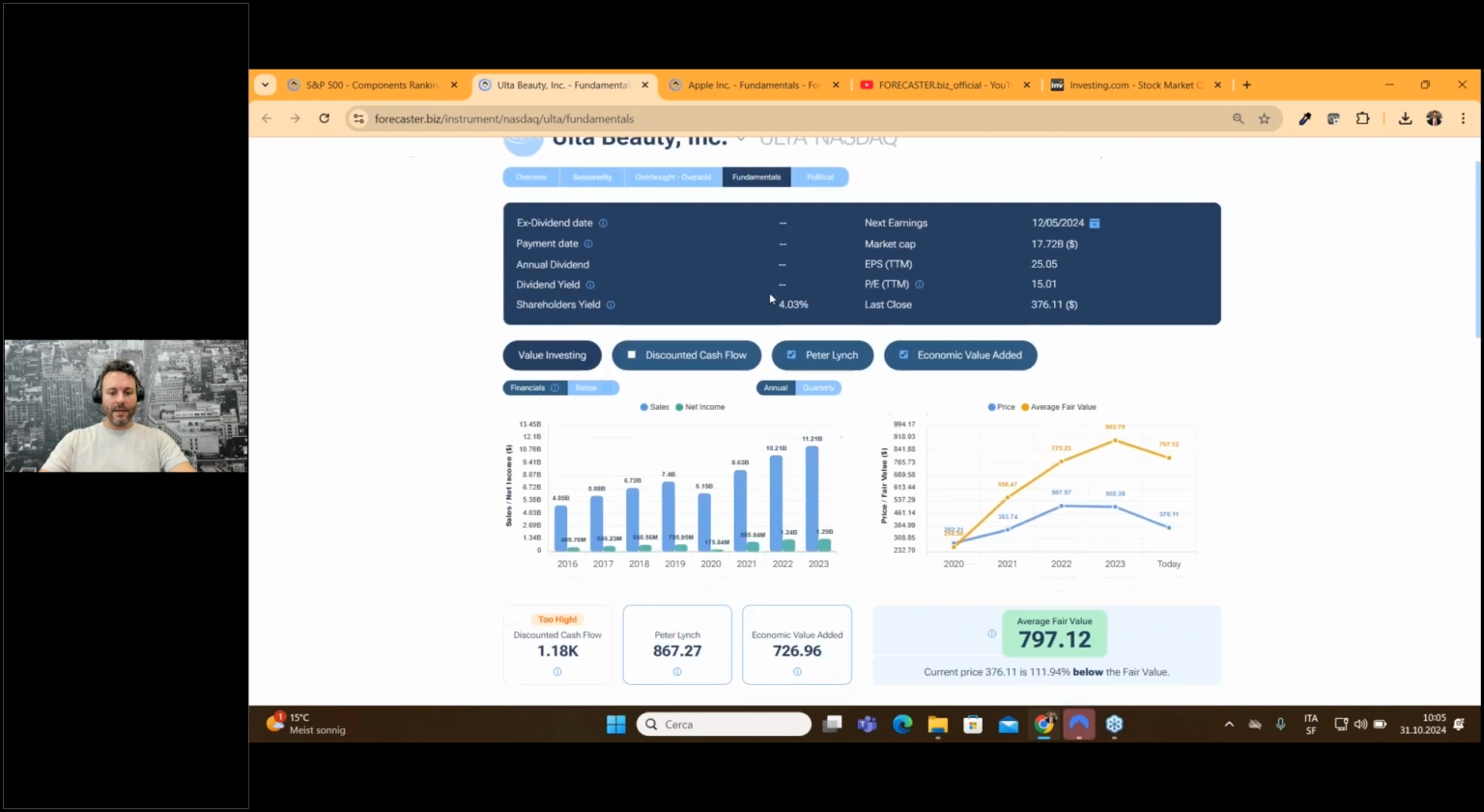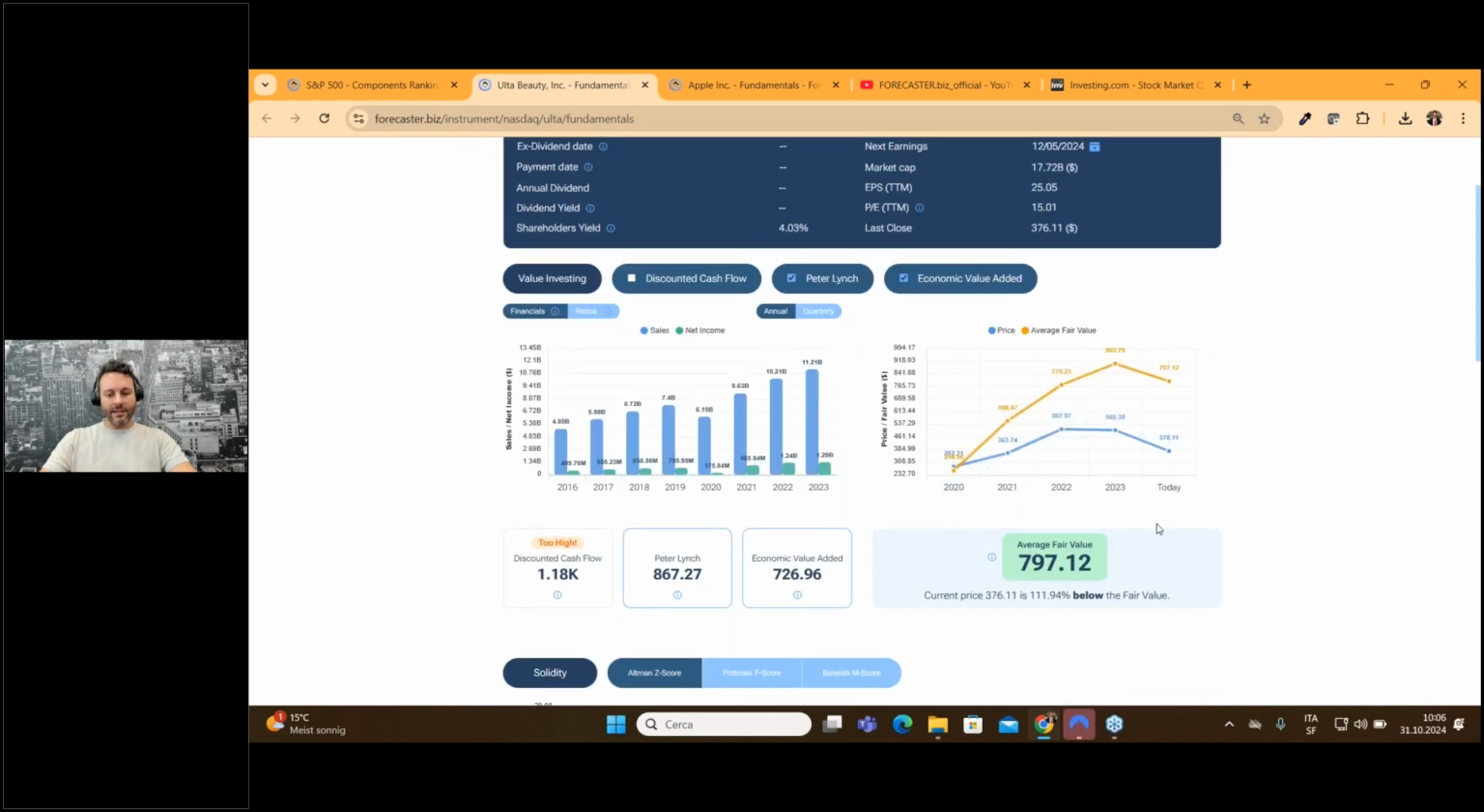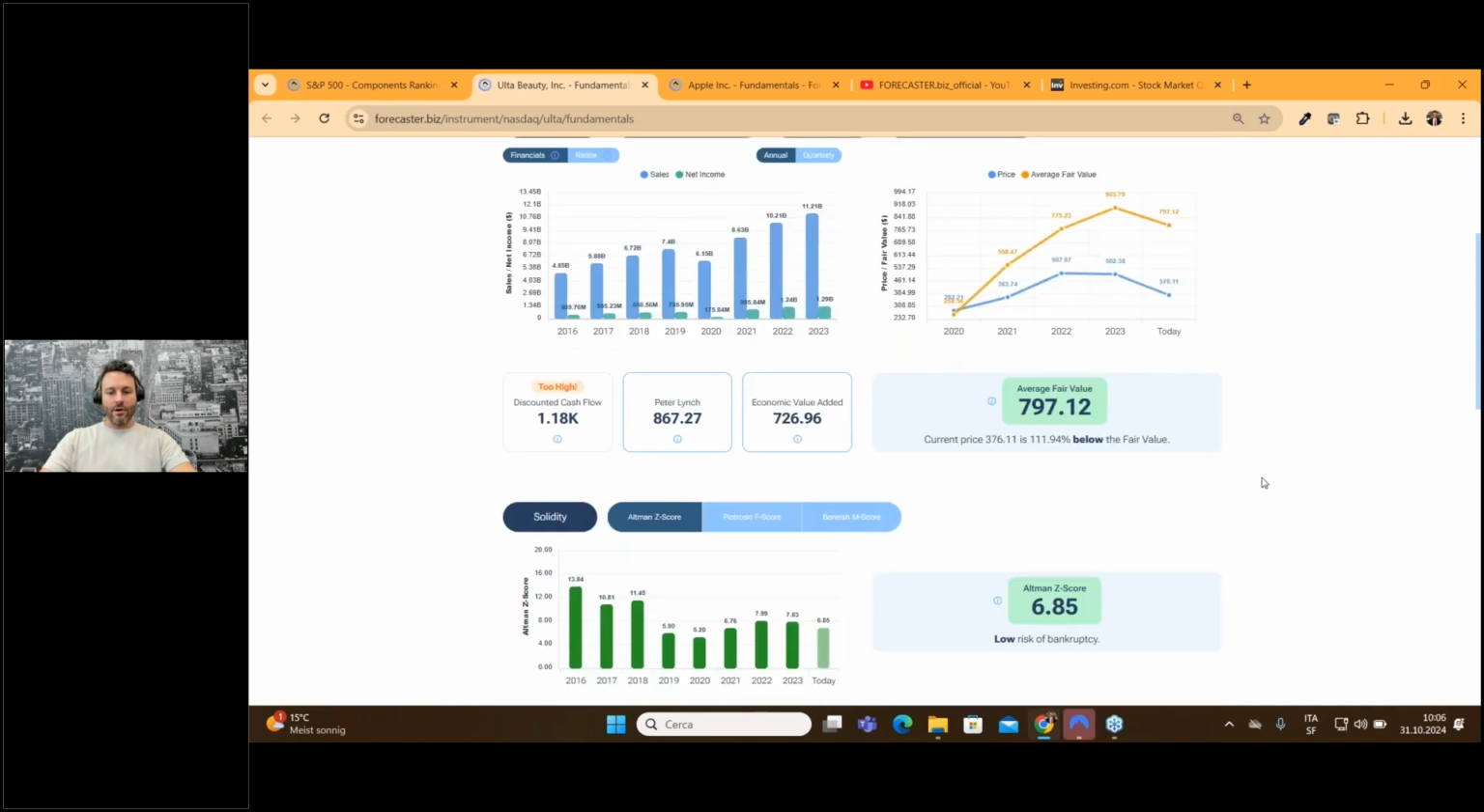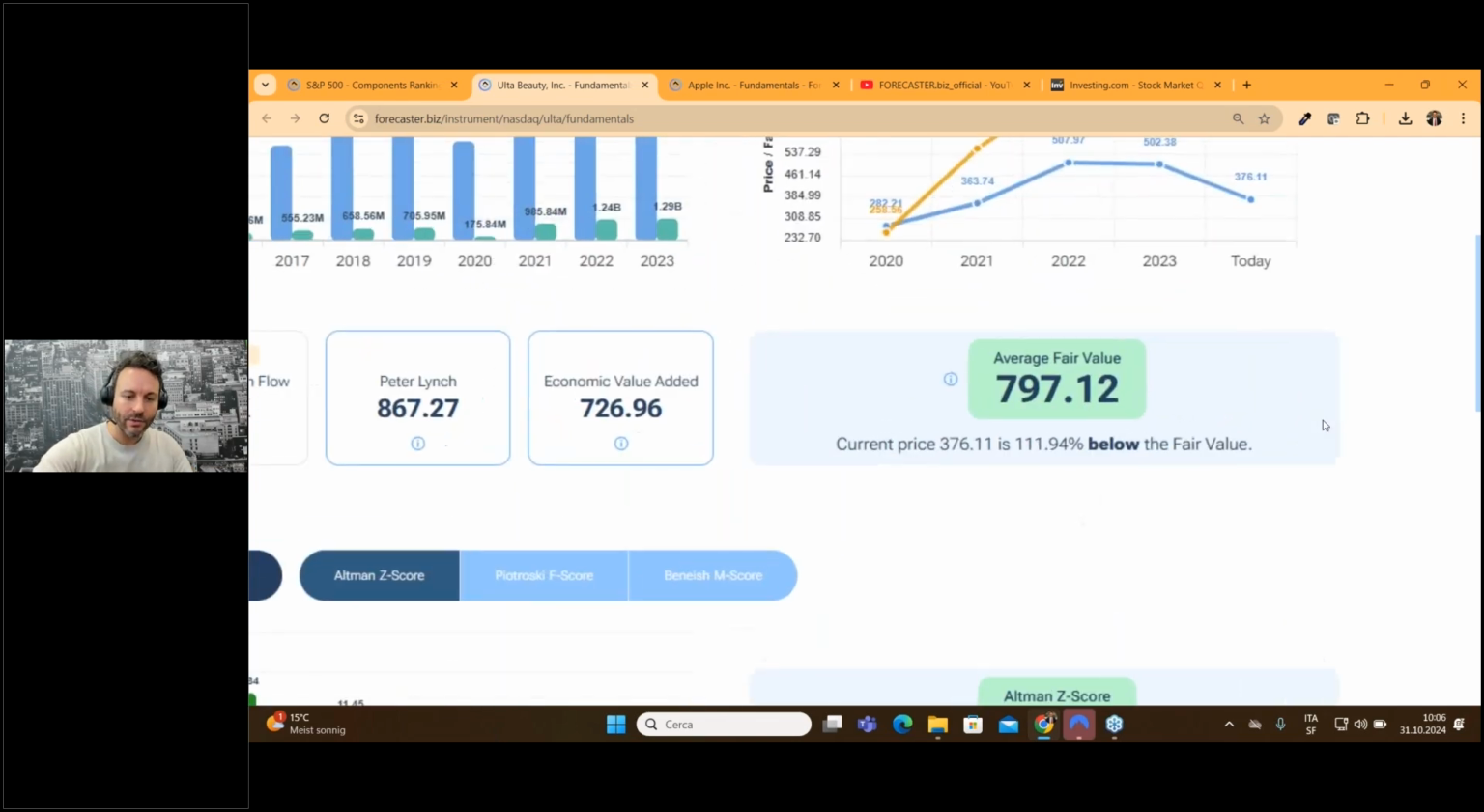You can find the fundamentals, and you can deep dive into the analysis where you can find all the fair values with the under or overvaluation. Of course, in this case, we can find a very undervalued company.